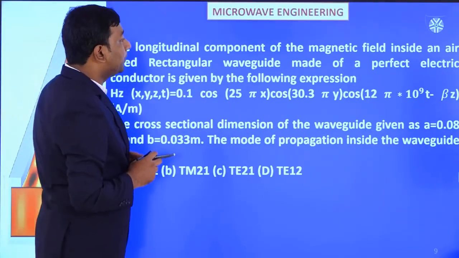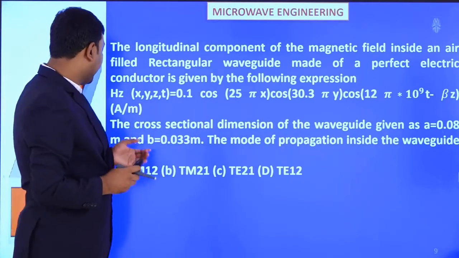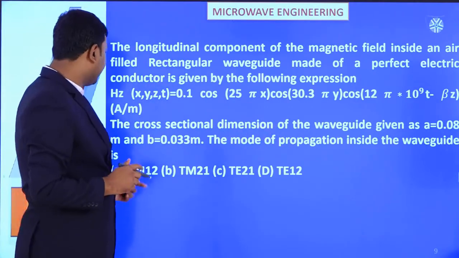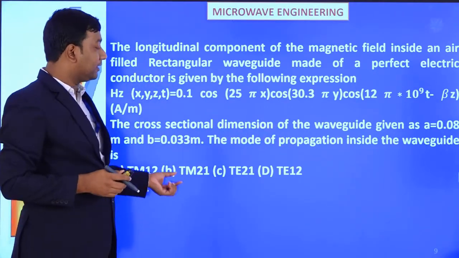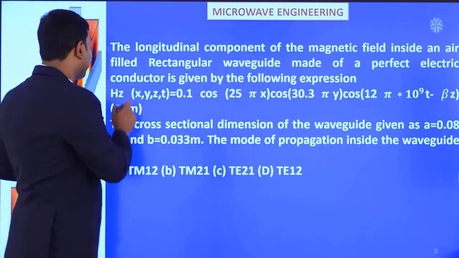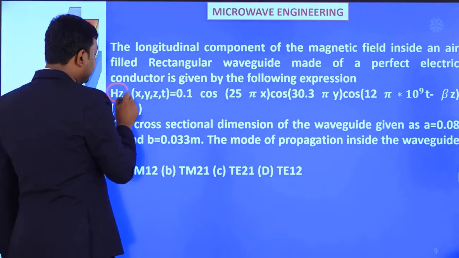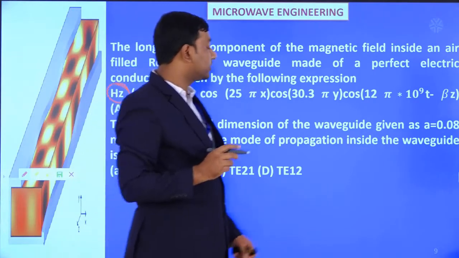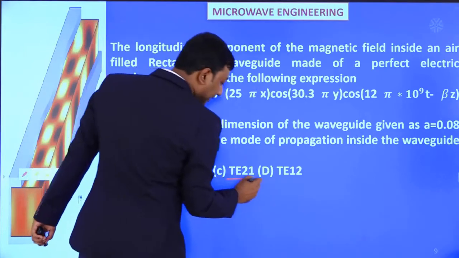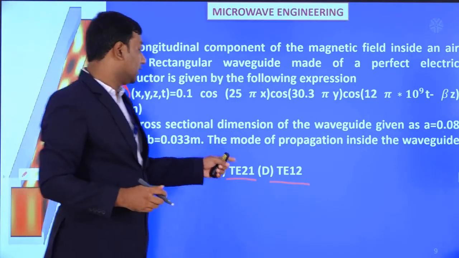The longitudinal component of a magnetic field is given, that is the Hz value. So find its mode of propagation. A value and B value are also given. So we are finding out the value of M and N by using this magnetic longitudinal component. Here we will see the main things. Hz component is given. So if Hz is present, that is the magnetic field is present, so the mode will be transverse electric. So the answer will be either this one or this one. So we should find out the value of M and N.